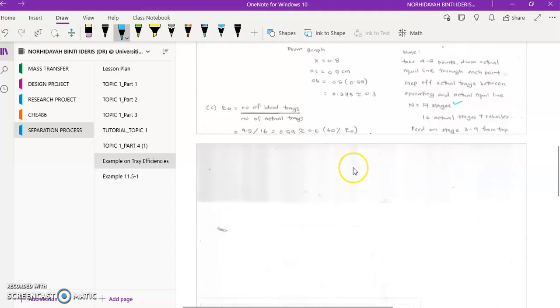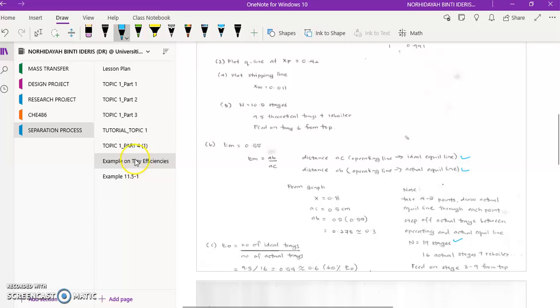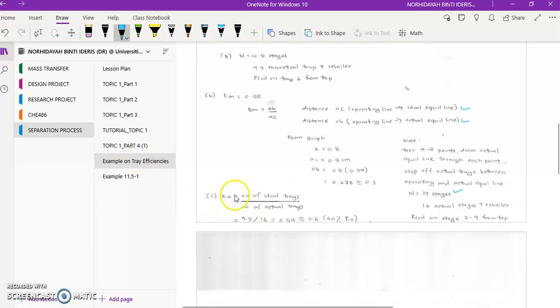So for question C, you need to find the overall efficiency. You know that the overall efficiency is the number of ideal trays over the actual trays. So for question A, you know that you have 9.5 stages, so just divide it by 16, and approximately it will give you that the E naught is about 60%. That's for the first part.